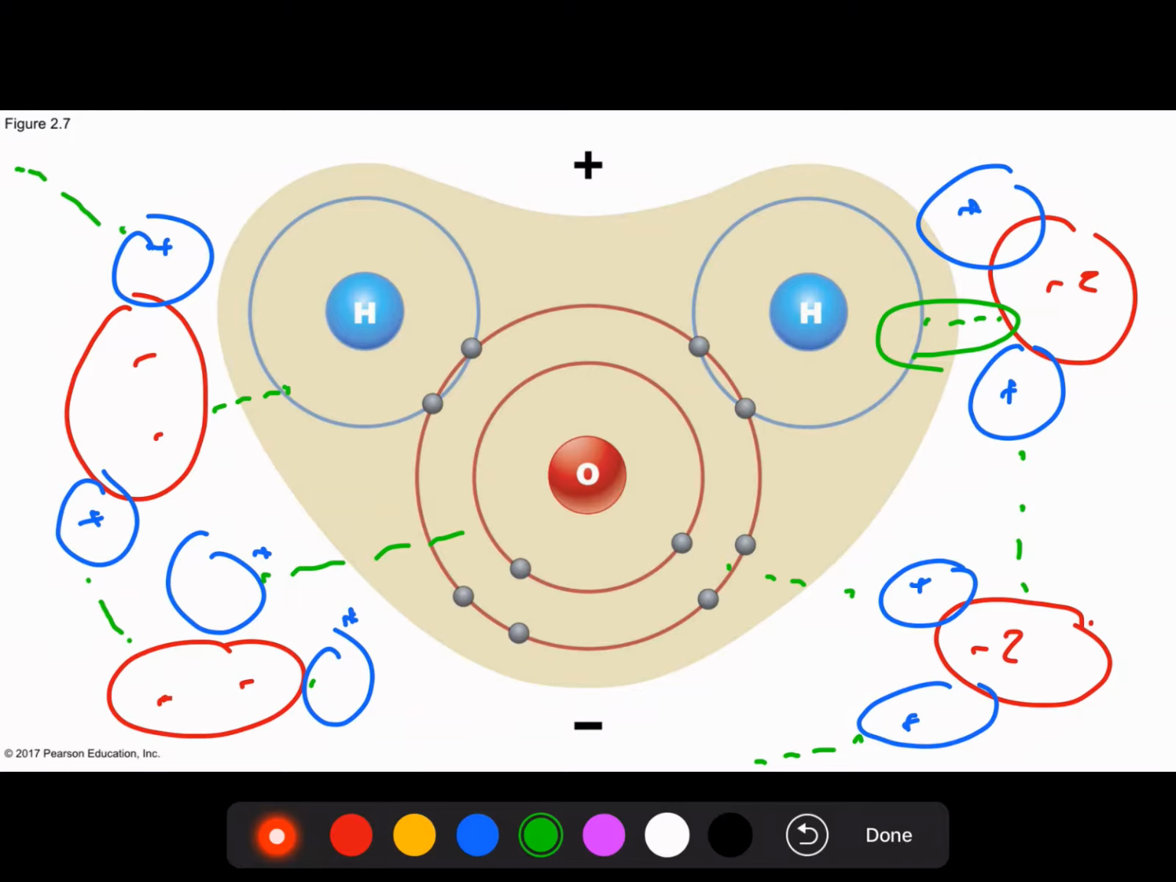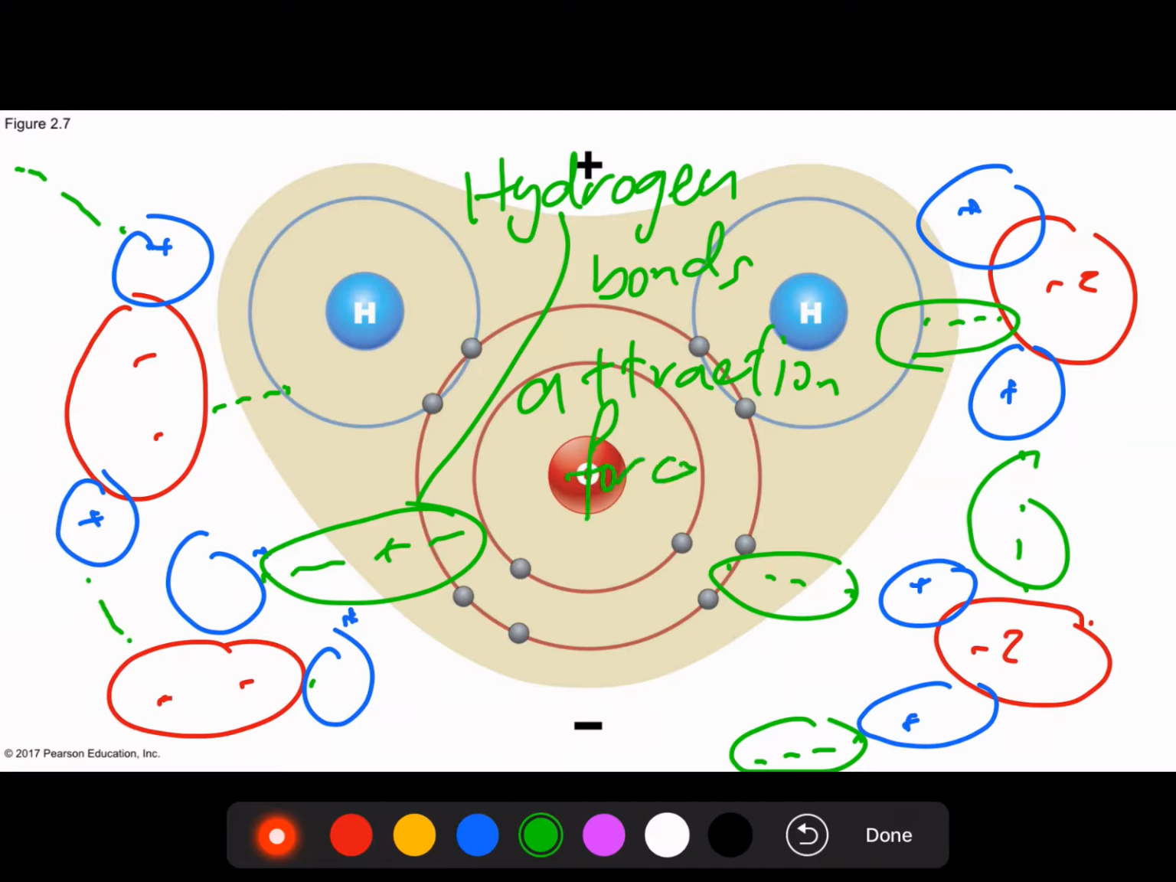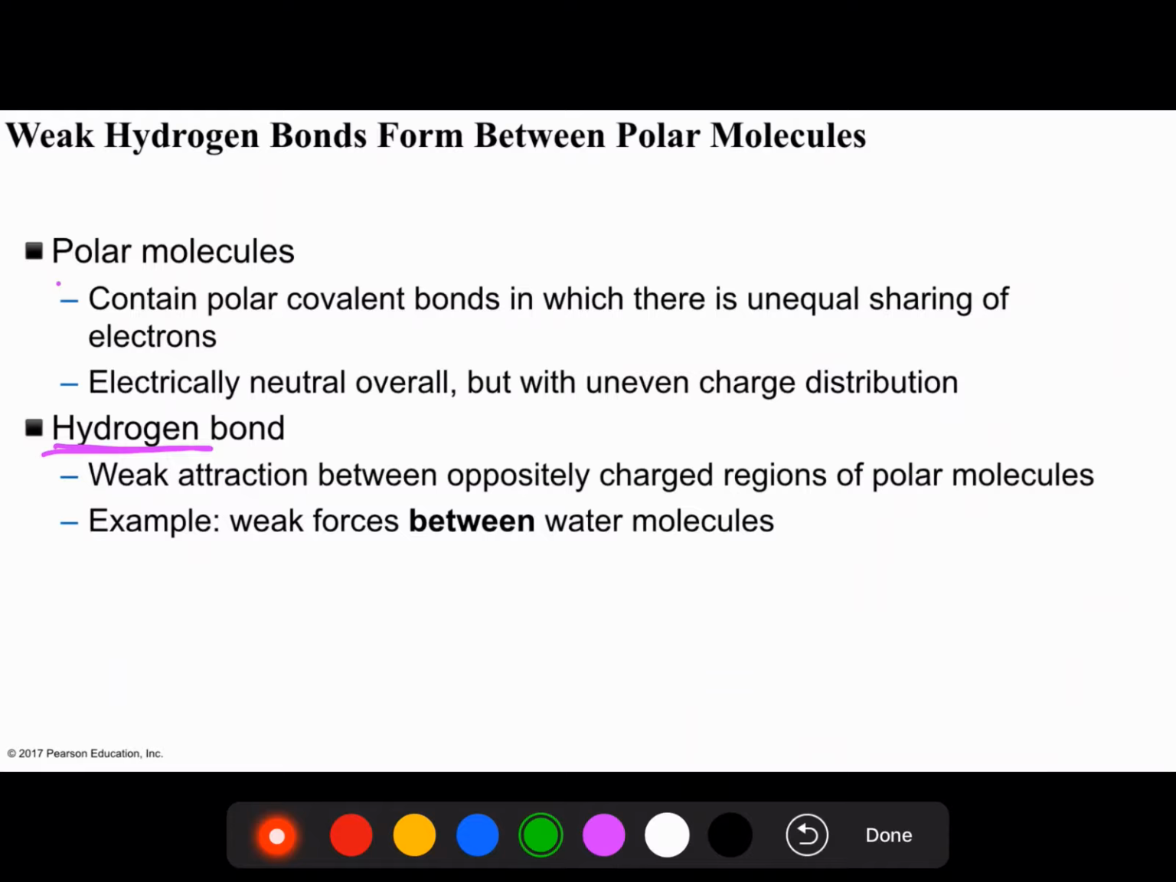So these are the hydrogen bonds. And these are attraction forces, and actually they are weak attraction forces between polar molecules. And since we are talking about the hydrogen bond, between polar molecules with hydrogens in them. Okay, so this is the hydrogen bond. It's a weak attraction between oppositely charged regions of polar molecules.